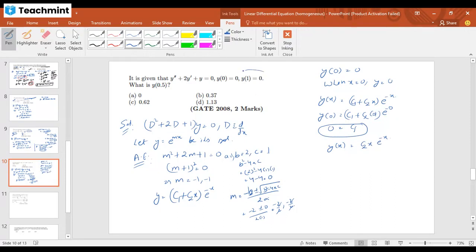The other condition is y of 1 equal to 0. Now y of 1 is c2 into 1 into e power minus 1. Again it is 0. Now e power minus 1 is not equal to 0. The only possibility is c2 is 0. If c2 is 0, that means y is equal to 0. And if y equal to 0, then y of x is 0 for all values of x. So automatically at 0.5 its value is also 0. So the correct answer is option A.